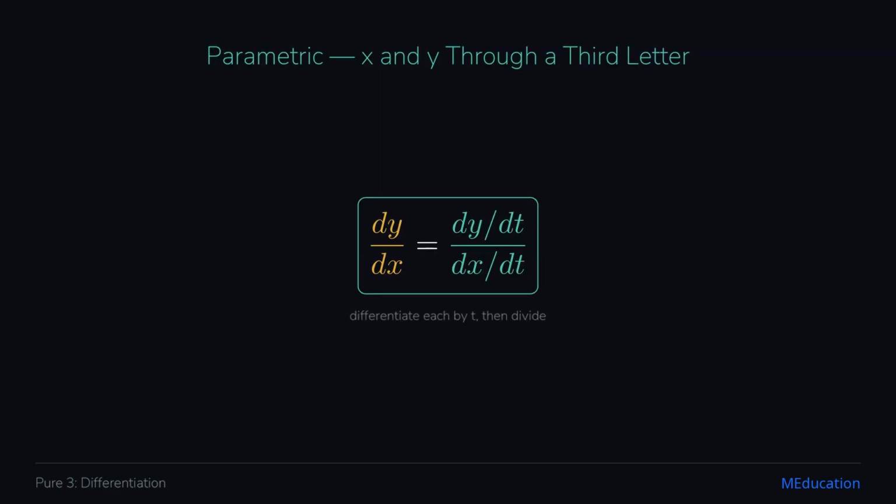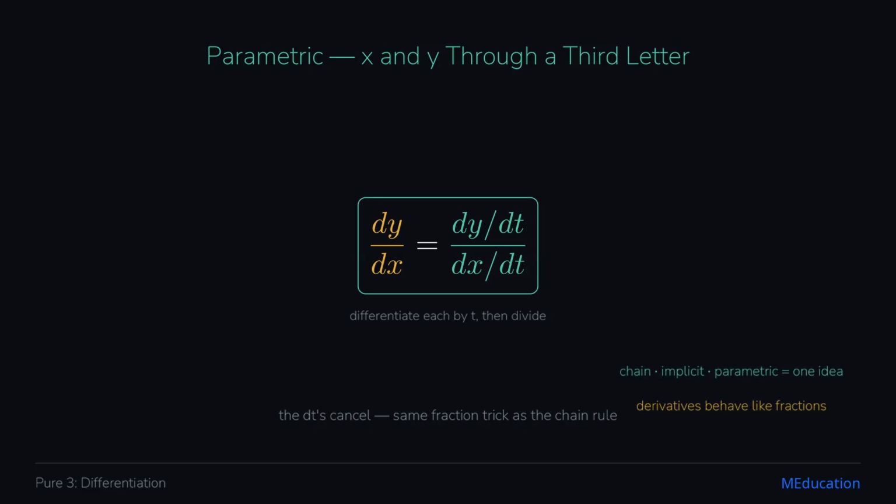Last case, x and y are each given through a third variable, usually t. Think of a particle whose position is steered by time. To get the gradient dy by dx, you differentiate each with respect to t separately, then divide dy by dt by dx by dt. The t's cancel like a fraction, and the gradient survives.